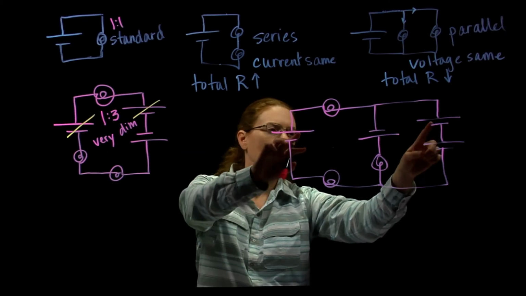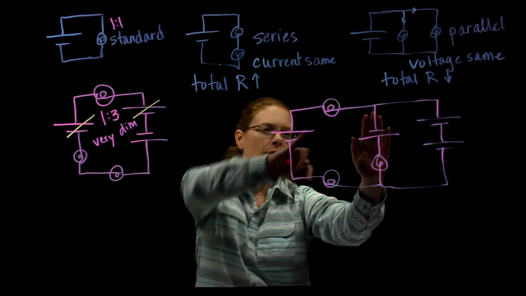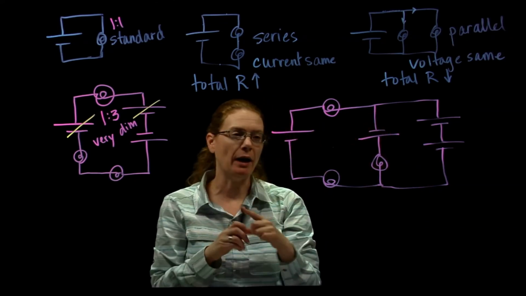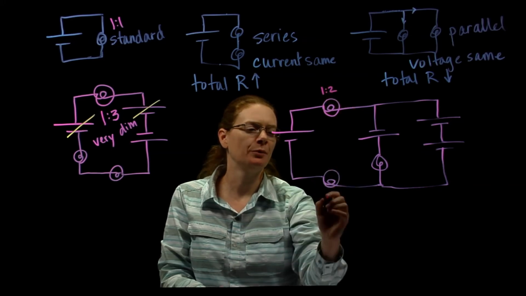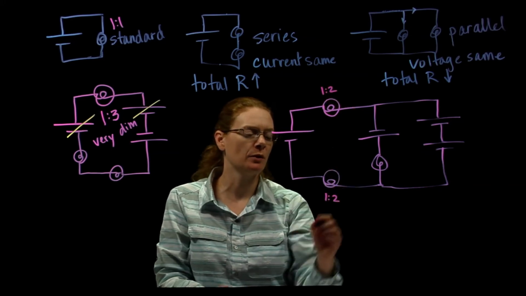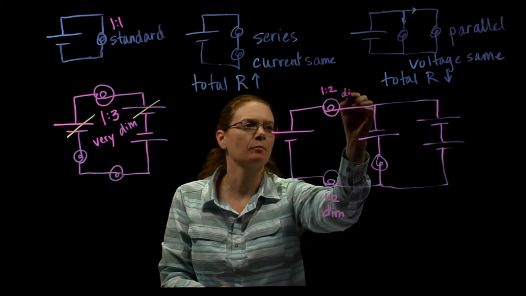But these batteries are going to oppose each other. So again, ignoring this, I've got these two bulbs and effectively one battery. So this is one battery to two bulbs, one battery to two bulbs. So those are dim. Those are both going to be dim.